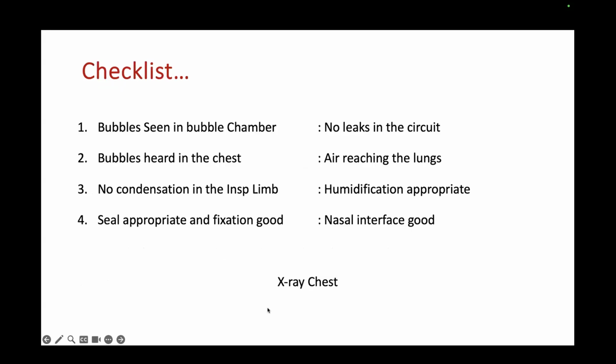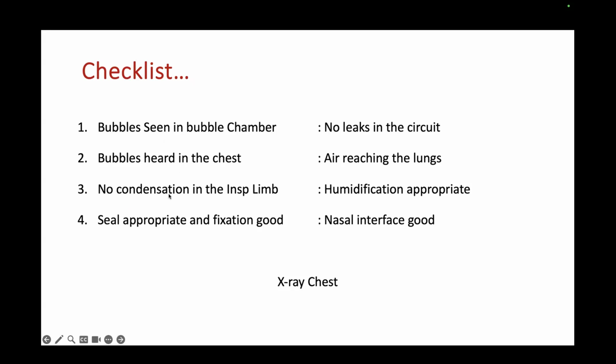Before we do anything else, we need to ensure that the pressure has reached the lung and your air oxygen mixture is reaching the lung and it is warm and humidified. So how do we know that? If the bubbles are seen in the bubble chamber, that means there are no leaks in the circuit and the pressure is built in the interface and in the circuit. You should be hearing the bubbles in the chest, only then you know that the pressure in the circuit has reached the lung. So if the bubbles are seen in the bubble chamber and bubbles are heard in the chest, the pressure in the circuit has actually reached the lung.